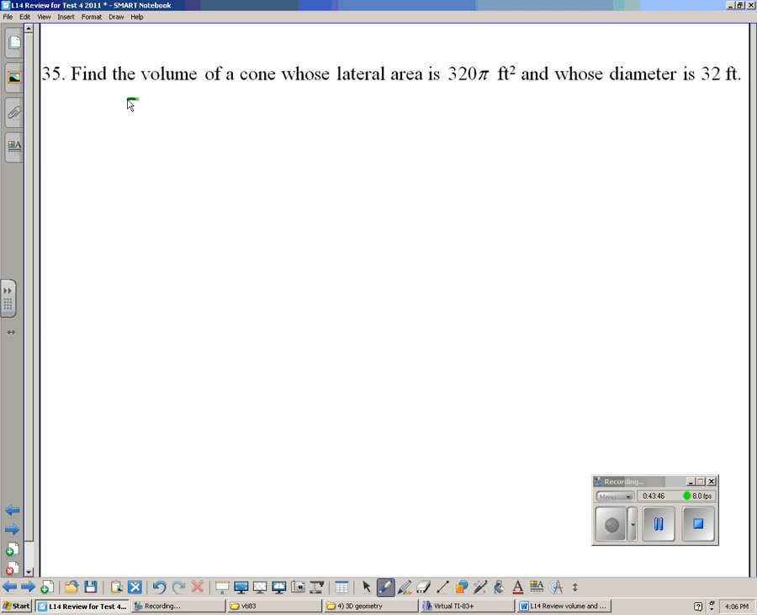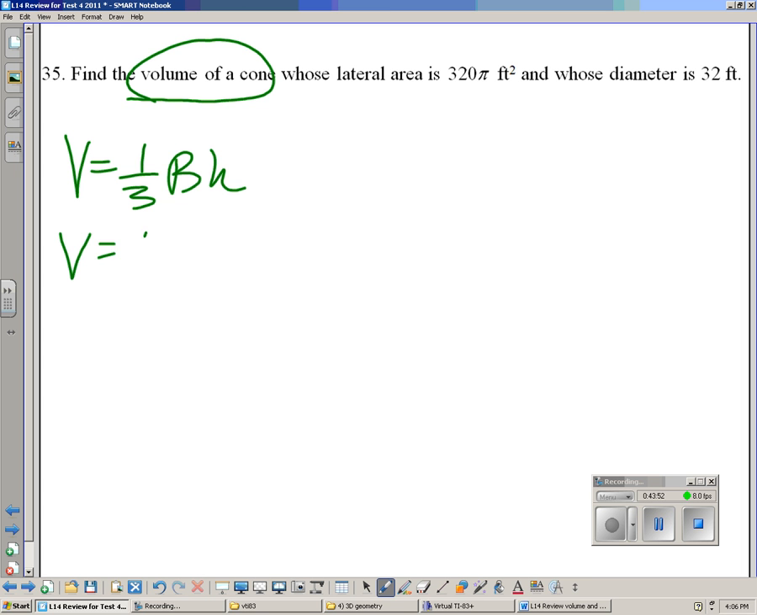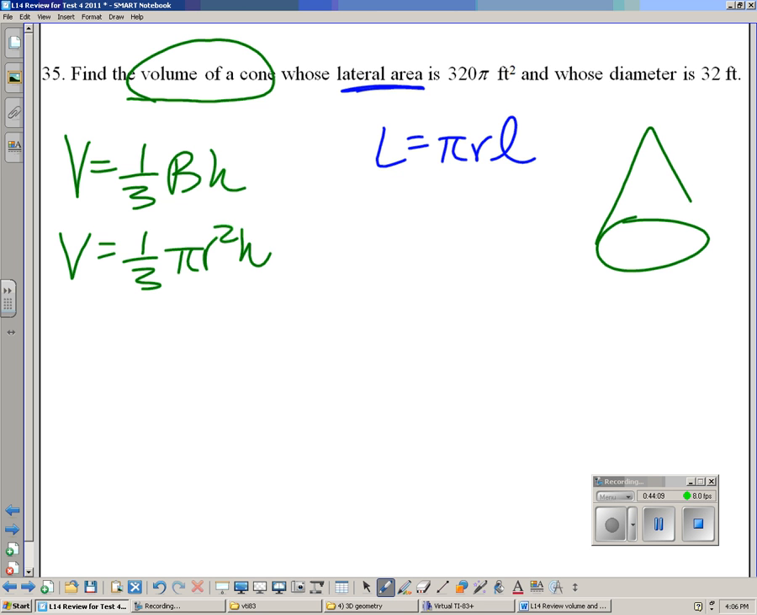So again, we're being asked to find the volume of a cone. That's a formula off your formula sheet, which is 1/3 big B times h, which is 1/3 pi r squared times h. We know the lateral area of the cone, so we're going to write the lateral area of a cone formula as well. The other thing we always do when we have a cone is we draw it. So here's my picture of the cone. We always put the triangle in it.